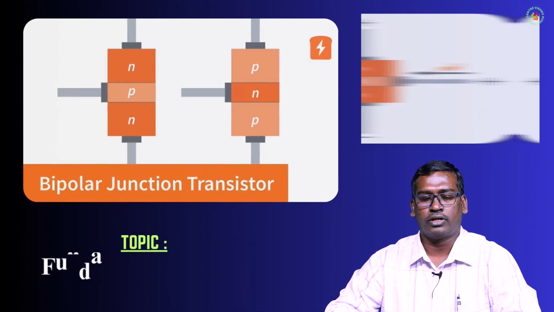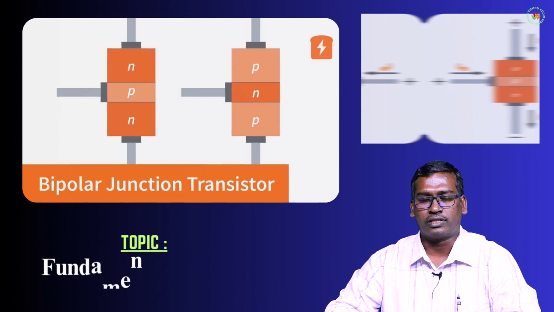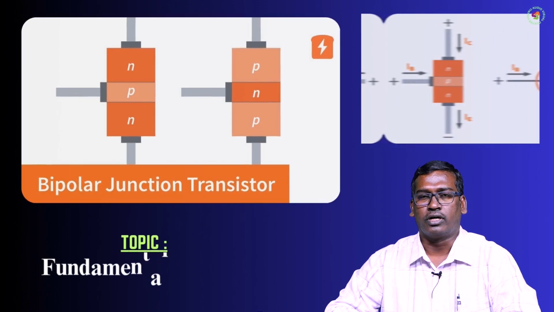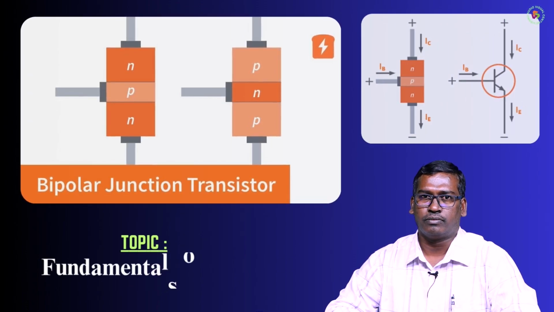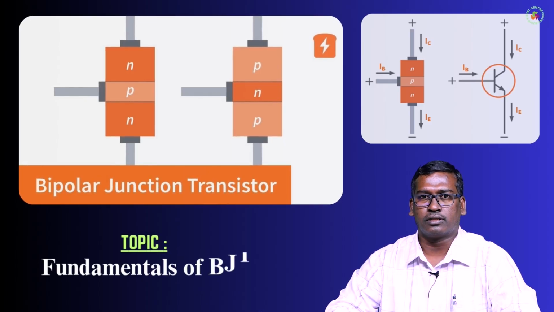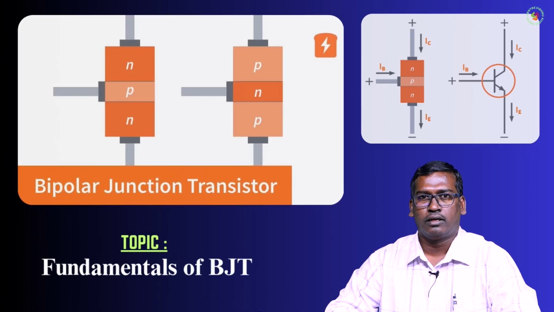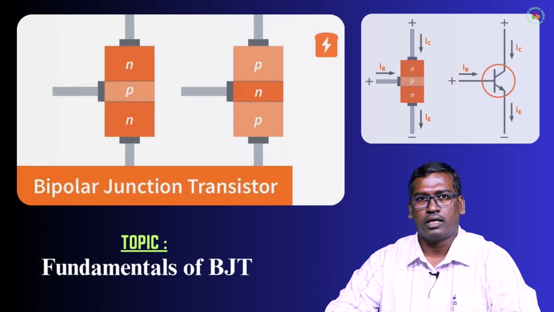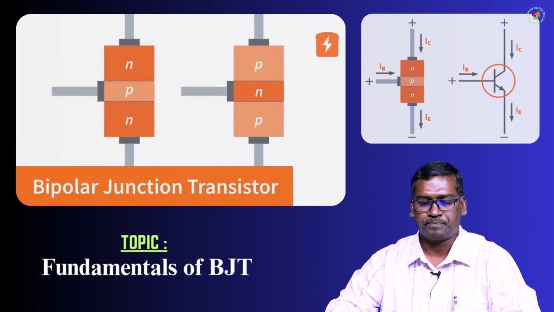You are already aware of the basic fundamentals of semiconductors from your 11th and 12th standard physics course. In continuation to that, today we will see the fundamentals of the bipolar junction transistor: how it is constructed, how it works, and the applications of the BJT.